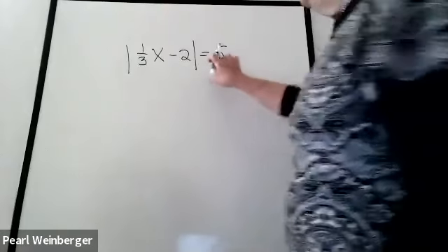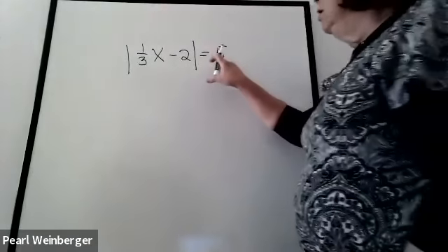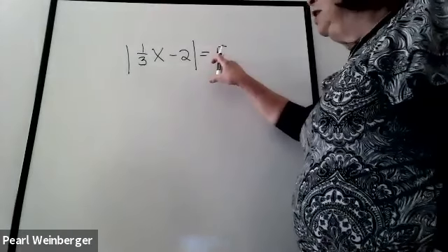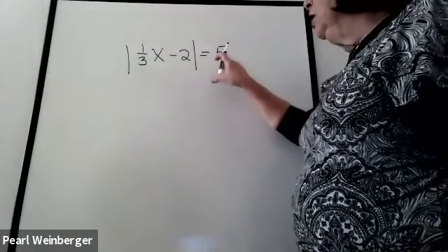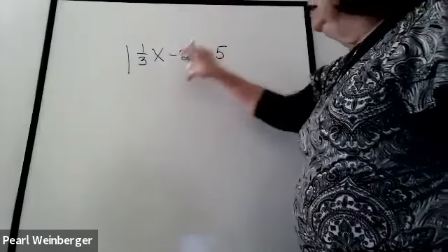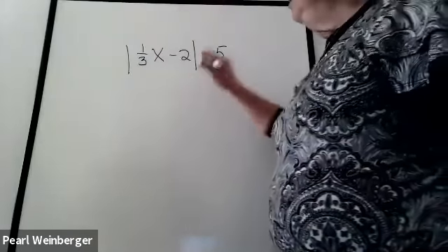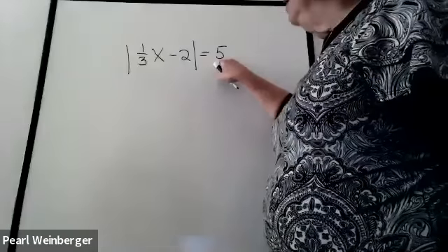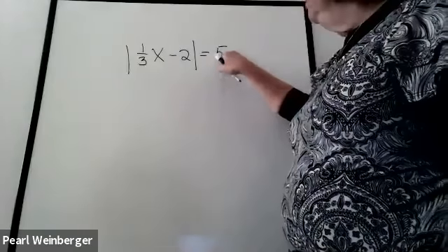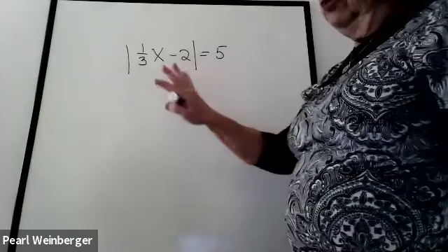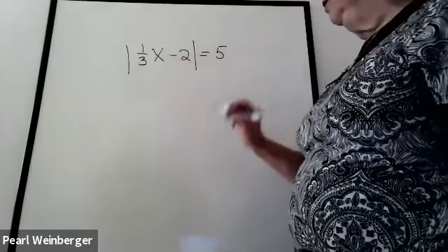Then check the number on the second side of the equal sign. Make sure that is a positive number. Now, you only do that after you have isolated your absolute value. If it's positive, you can continue further. If this number would have been negative, you would have stopped right there and said there's no solution.